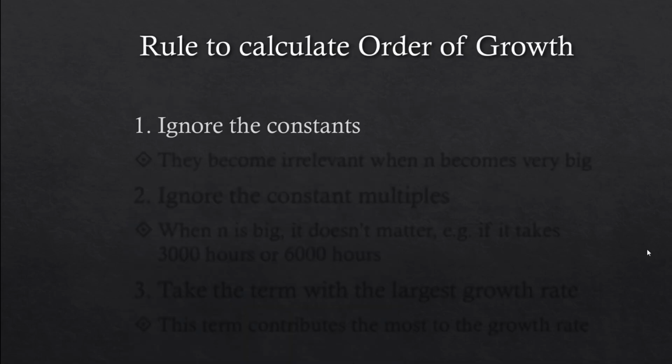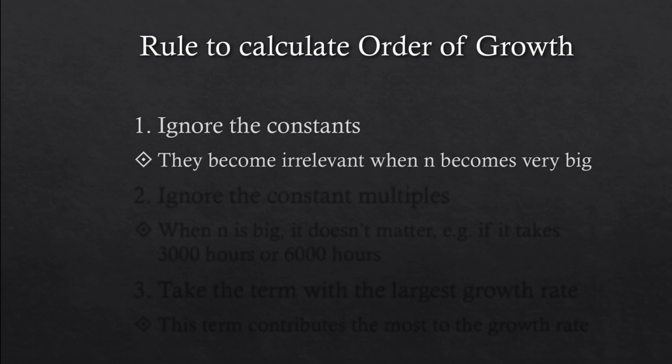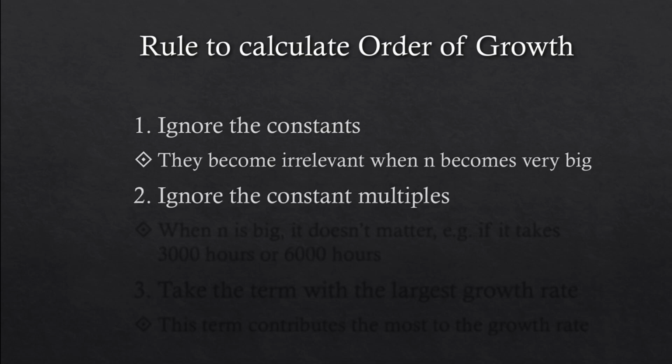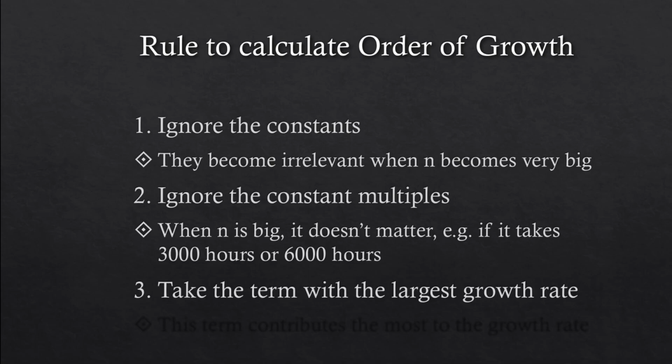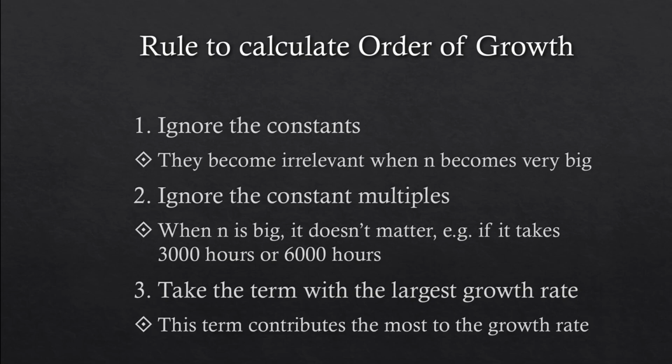So, rules to calculate order of growth. Ignore the constants, because they become irrelevant when n becomes very, very big. Ignore the constant multiples. When n is big, it doesn't matter if it takes 3000 hours or 6000 hours. Always look for the item with the largest growth rate, because it is the one that contributes the most to your growth. So that's all for iteration. We'll stop here. You can continue working on your LT and tutorial.